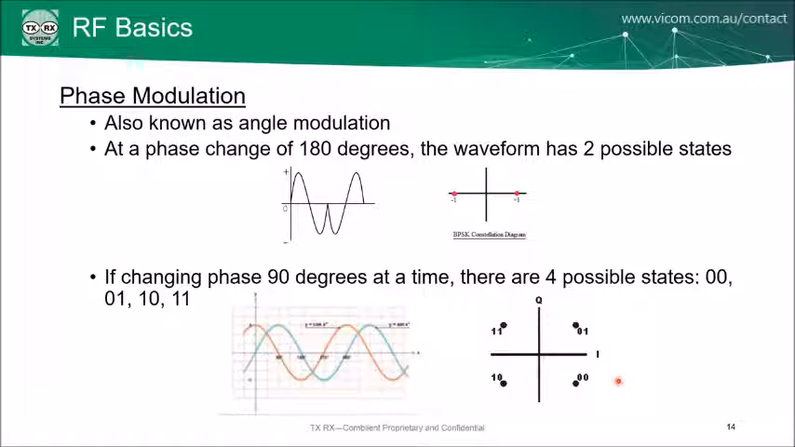The third modulation type is phase modulation, or angle modulation. When the phase changes 180 degrees, you have two possible states. If you change the phase 90 degrees, you get four possible states. You can keep shifting this phase to get more or fewer states available to you.